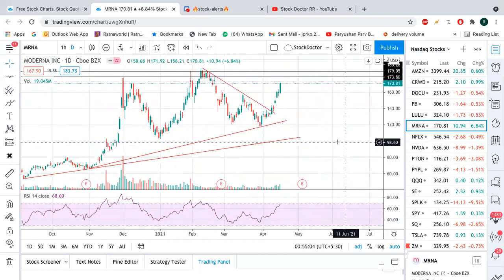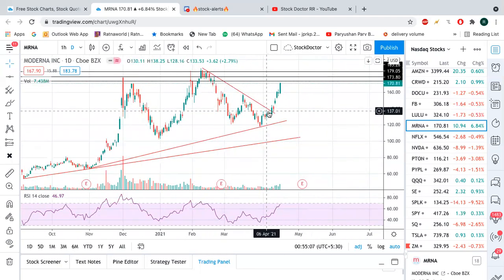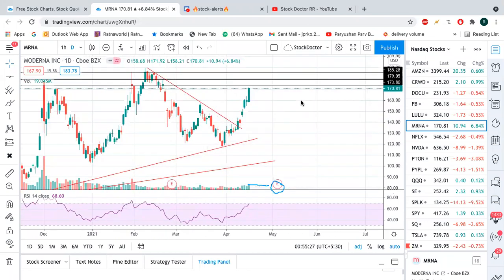MRNA, it broke its trend line resistance a few days back with a good volume. If you see here, for the last 4 days the stock is trading in the green with an increase in the volume. So I think there's still some steam left in this stock. It might go towards 174, 179, and 185 levels.